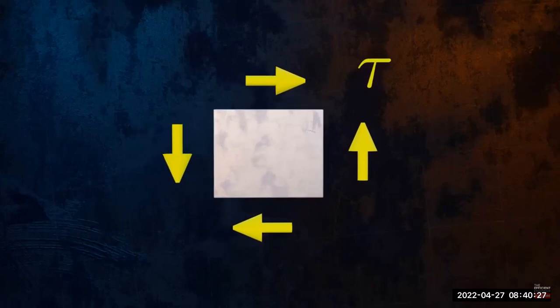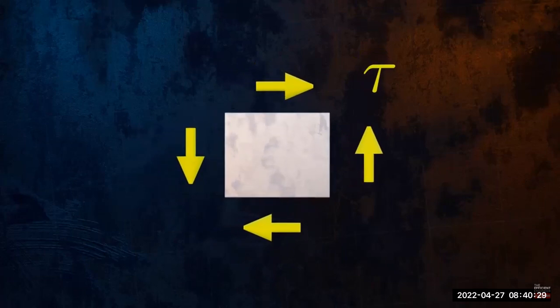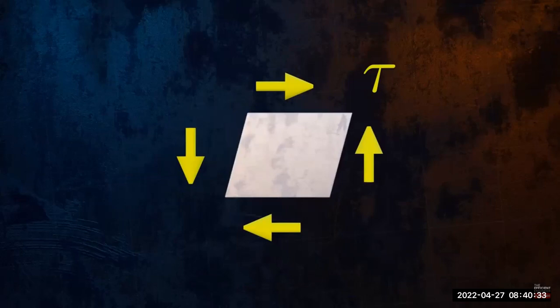Shear stresses cause a rectangular object to deform, like this. We have deformation, so of course we also have strain. Shear strain is defined as the change in angle shown here, and is denoted by the Greek letter gamma.